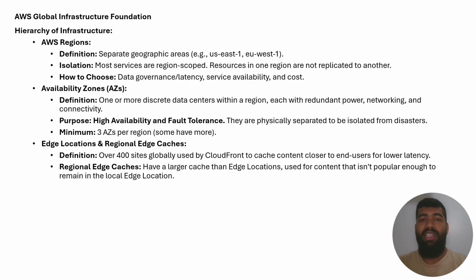Beyond these regions, we have the edge. AWS has a network of 400 points of presence, including edge locations and regional edge caches. These sites are spread across the globe in major cities and are used by services like CloudFront to cache copies of your content, bringing it closer to you, the end users, for the lowest possible latency.